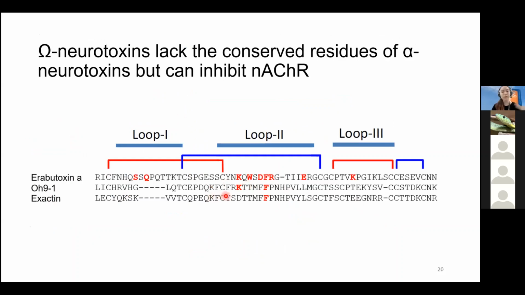If you look at the sequence alignment over here, omega neurotoxins actually lack the conserved residues of alpha neurotoxins, but still have neurotoxicity. Using erabutoxin A as an example of the short chain alpha neurotoxin, you can see that OH91 and exactin lack the conserved residues such as the serine, glutamine, and lysine over here.